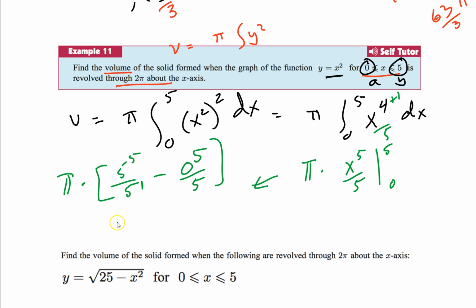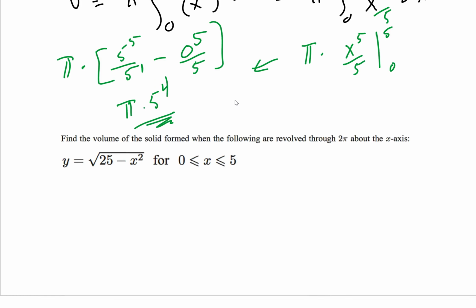So 5 to the 5th over 5 is 5 to the 4th, so I get pi times 5 to the 4th. I don't know what 5 to the 4th is, but whatever that is. The 0 term is zero. But again, that's the general idea. If I want volume, I just do that. Just use the formula. It's basically the area formula squared times pi, and it's in your formula sheet.